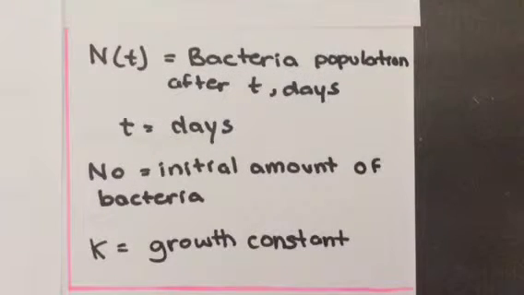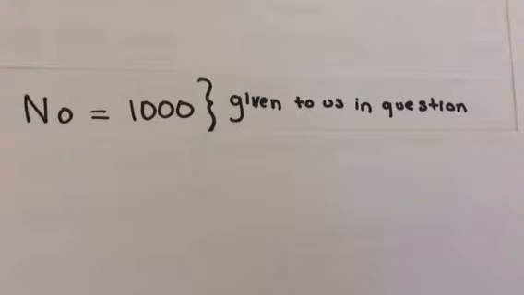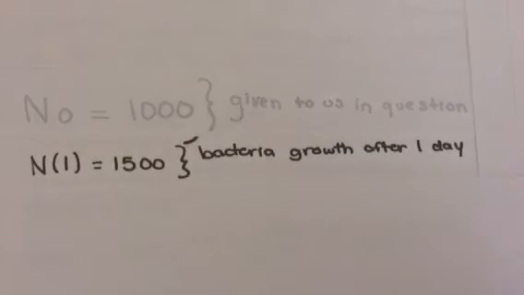Again, we know that N(t) is the bacteria population after t days. We know that t is time in days. We know that N0 is the initial amount of bacteria. And we know that k is the growth constant. From this question, we are given that N0 is 1,000. This is the initial amount of bacteria, as stated before.